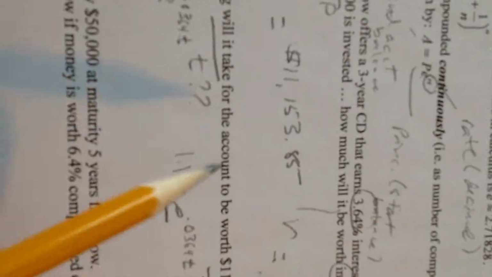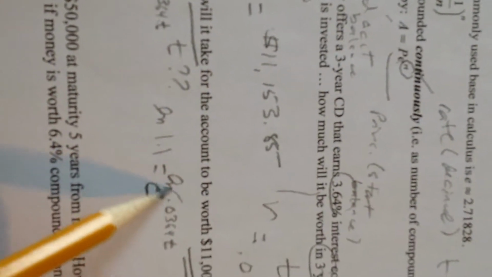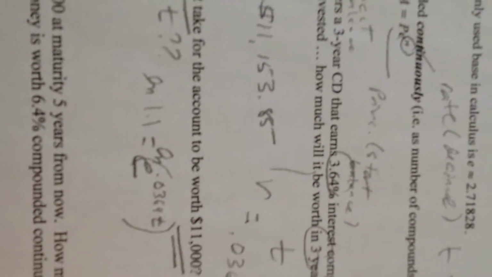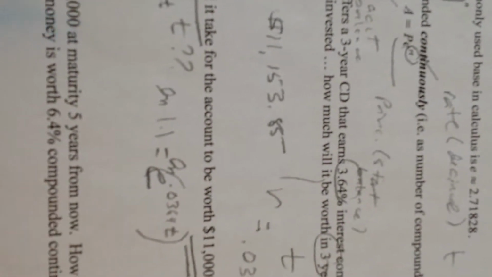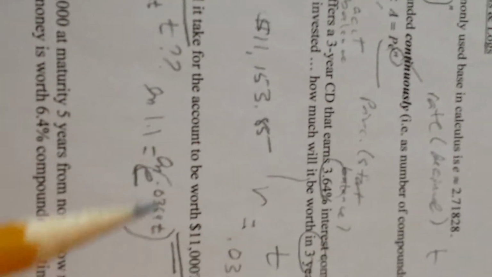Now, one of the properties of logarithms is to get rid of a variable as an exponent. If I take the natural log of both sides, the left side will be the natural log of 1.1 equals, and when I take the natural log of e to the 0.0364t, one of the rules, and I'll look at it again in detail for you, is that the exponent drops in front.